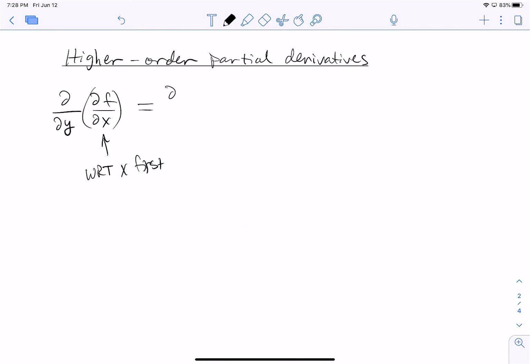Notationally, what we would do is we would say curly d 2f. And then first with respect to x, so that happens on the right in what looks like the denominator, but it's not a denominator because it's a derivative. And then on the left, we'd say curly dy. So this is the second partial of f, first with respect to x, then with respect to y. So that with respect to x on the bottom, on the right, says that's with respect to x first.